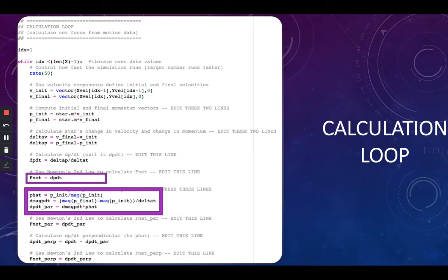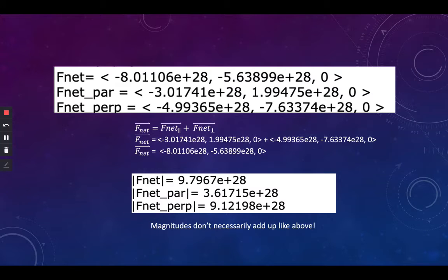In my calculation loop, I set Fnet equal to dp/dt. Later, I set dp/dt's parallel component to d magnitude of p over dt times p hat, which is what we had derived earlier. Fnet parallel is then set equal to dp/dt parallel. And since dp/dt equals the sum of both its parallel and perpendicular components, we can simply set dp/dt perpendicular equal to dp/dt minus dp/dt parallel, and Fnet perpendicular is then set equal to dp/dt perpendicular.